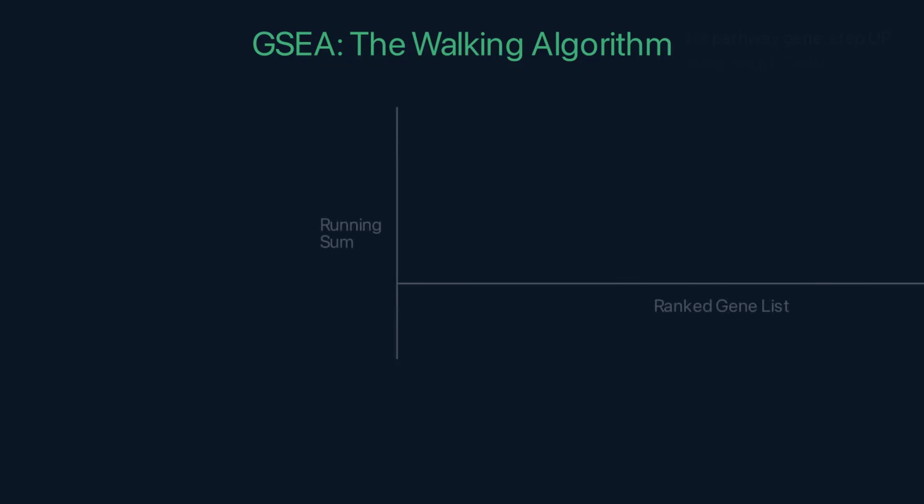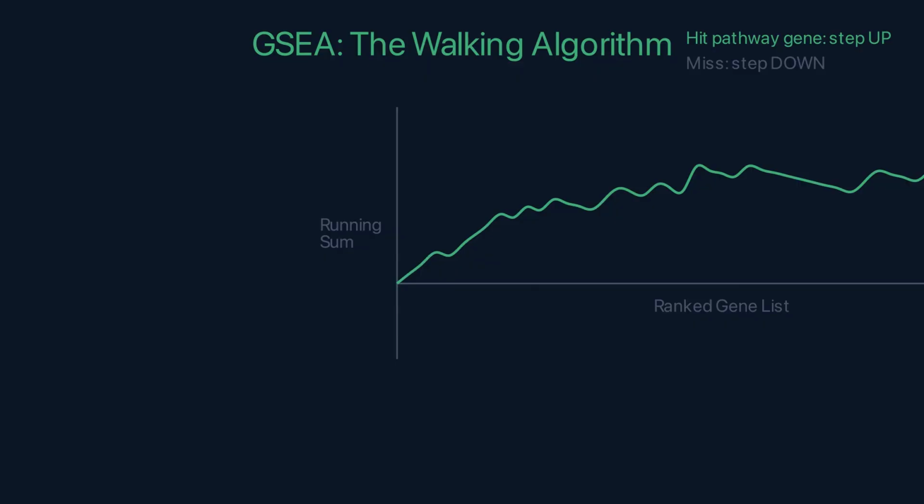The GSEA algorithm walks down the ranked gene list from most upregulated to most downregulated. At each position, if the gene belongs to the pathway of interest, the running sum steps up by a weighted increment. If the gene does not belong to the pathway, the running sum steps down by a smaller decrement. The enrichment score is the maximum deviation of this running sum from zero.